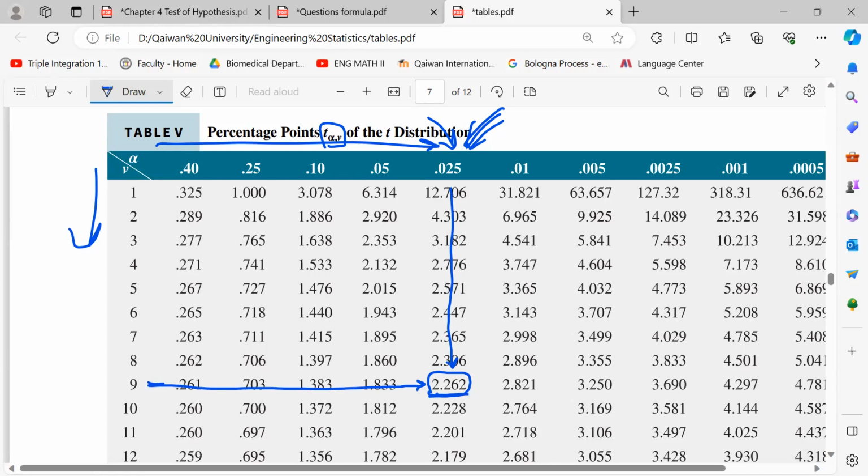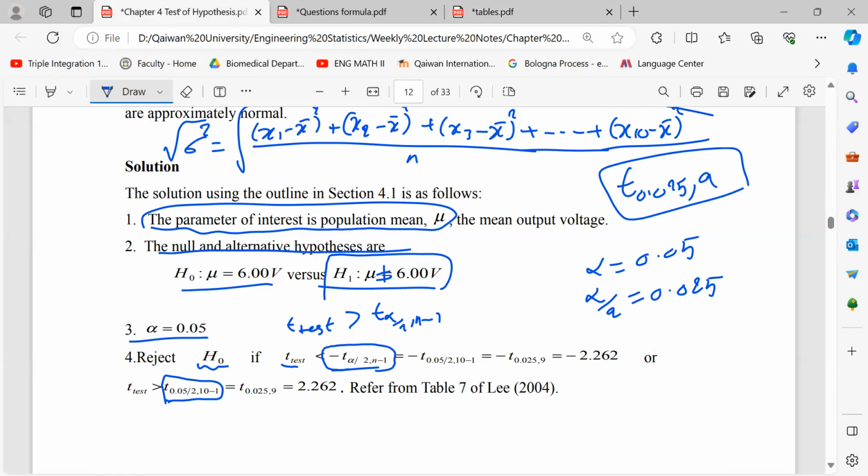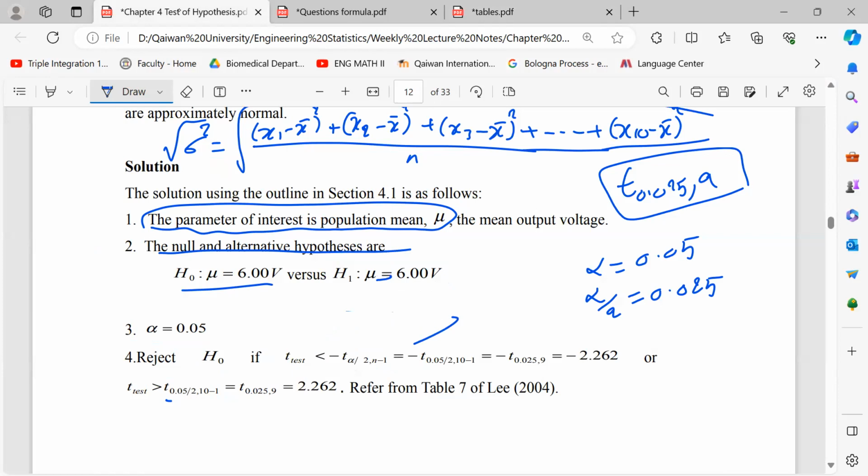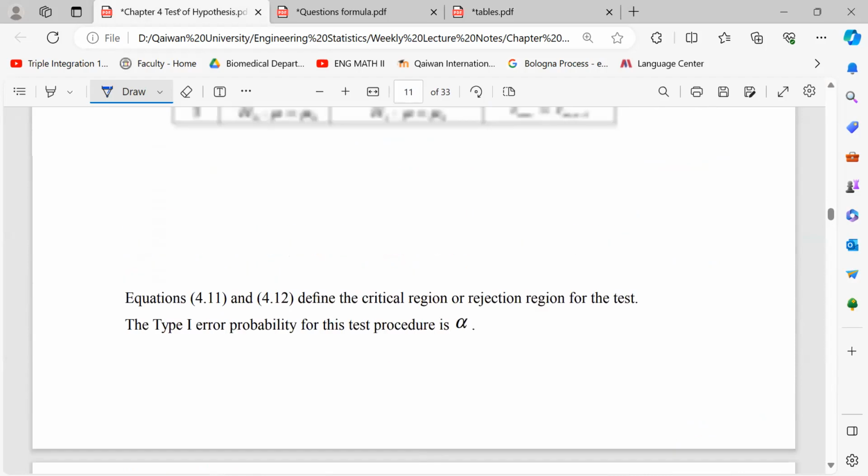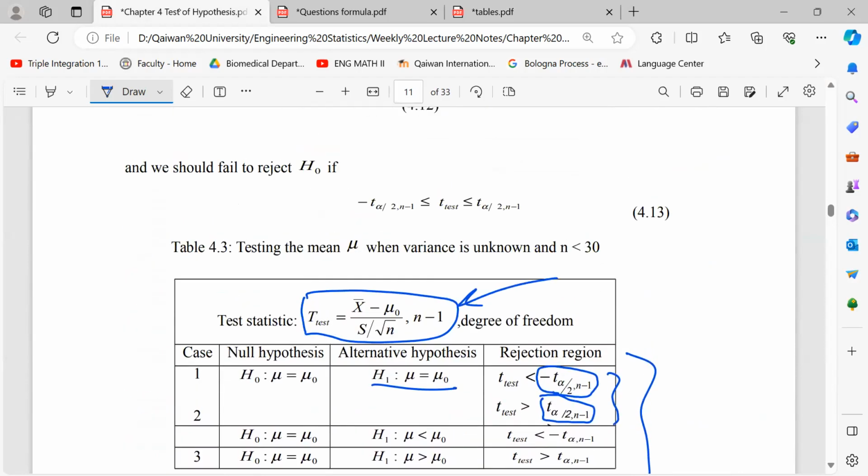So now we have 2.262. This is step 4. This is for t of alpha over 2. If it's minus t of alpha over 2 and 9, it is minus 2.262, and for the positive one it is 2.262. We say if the t test, now in step 5, we use this formula. We calculate this.